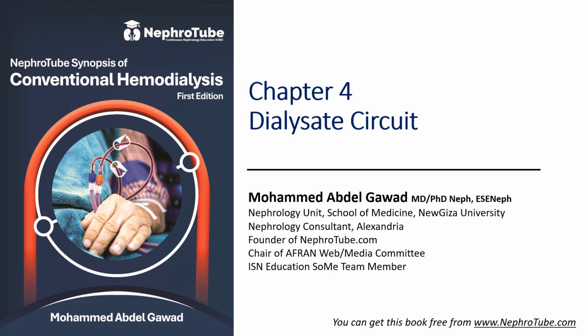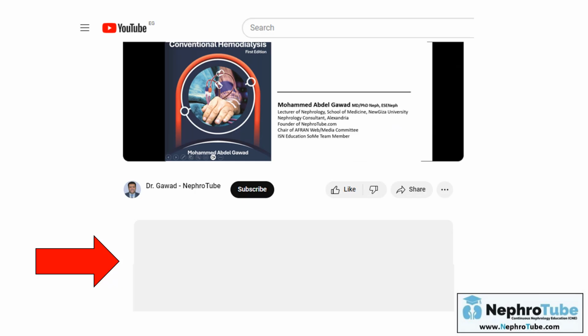I'm explaining and discussing in these videos the different chapters of Nephrotube synopsis of conventional hemodialysis. In this lecture, I will talk about the dialysate circuit. In the previous lecture, we discussed the water treatment unit, and now we will discuss how the pure water that is formed by the water unit will be used by the hemodialysis machine to make the dialysate.